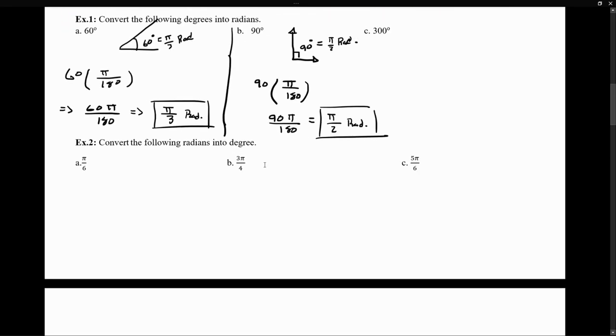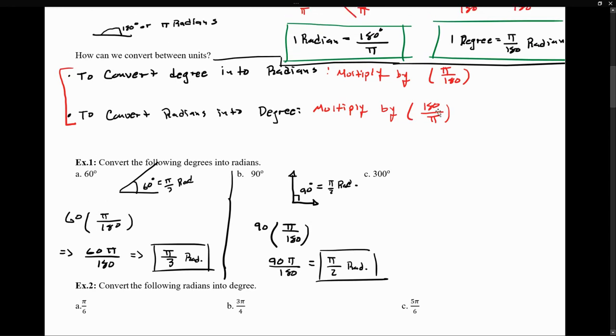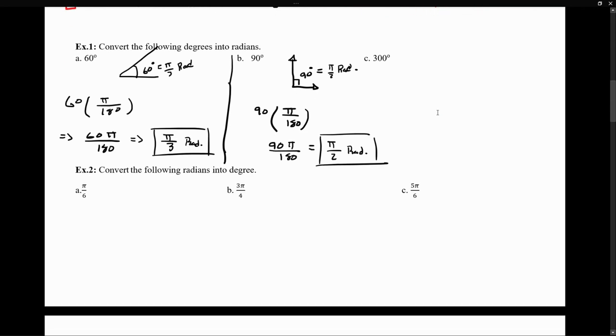So let's go the other way around. Let's just do two quick examples to go the other way around. Now we're given radian measurements. Now we want to convert this into degrees. According to our conversion factor, to convert radians into degrees, we're going to get the radian measurement, and we're just going to multiply by 180 over pi. So let's get the radians that were given to us. Pi over 6. Let me multiply by the conversion factor.